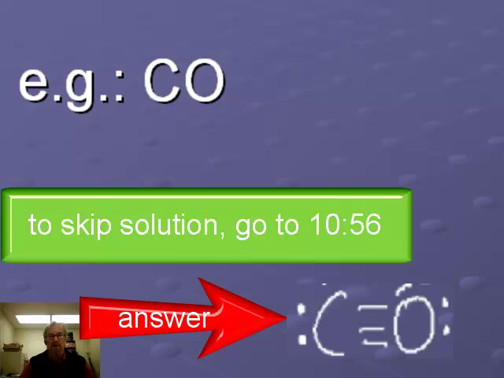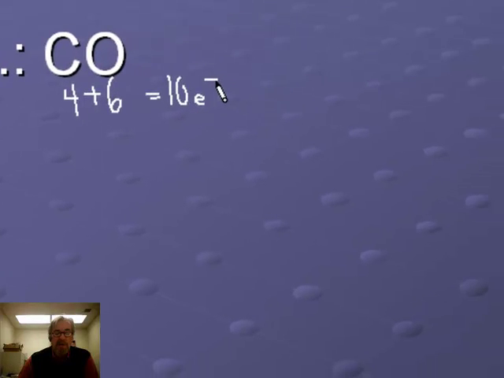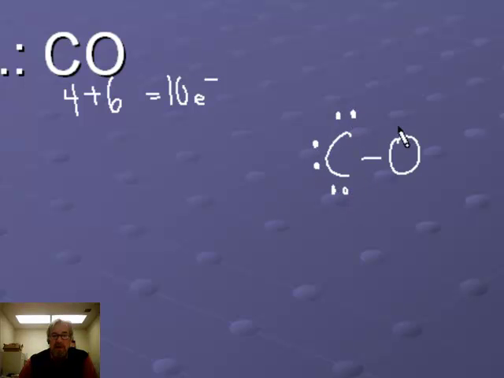Well, carbon's column 4, so that would give me 4 electrons. Oxygen's column 6, that would give me 6 electrons. So a total of 10 electrons should be in my structure. Skeleton is real easy here because you only have 2 atoms, so you stick them to each other. Then fill octets. Each one of these things needs 6 more electrons, so that's what I'll do.